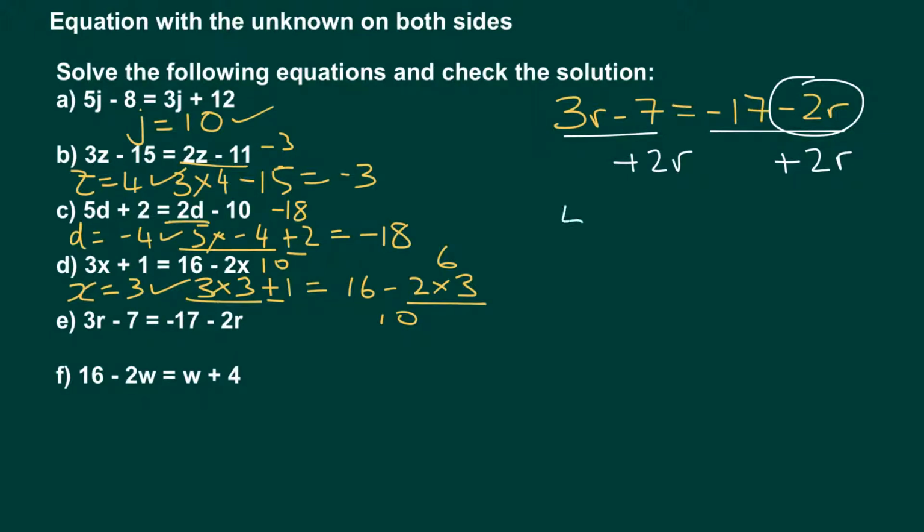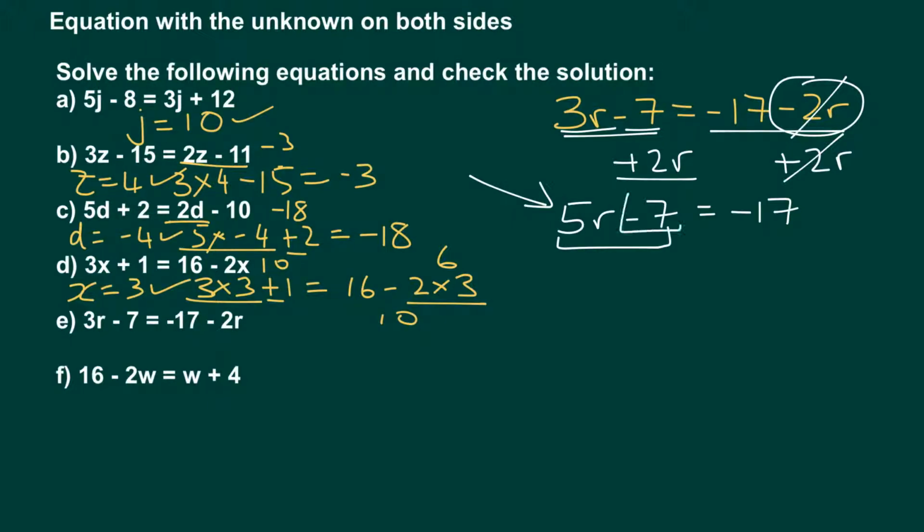This leaves us with 5r on the left-hand side, because 3r plus 2r is 5r, minus 7, is equal to negative 17, because the minus 2r and plus 2r have now cancelled out. Now we have a standard equation again. So the last operation that we would have done to construct this equation in a flowchart would have been the minus 7. So the first thing that we do is the opposite of that, which is plus 7 on both sides to keep the equations balanced.